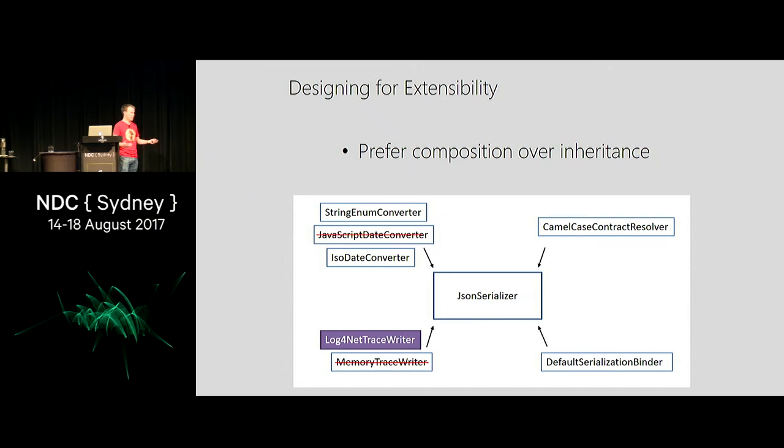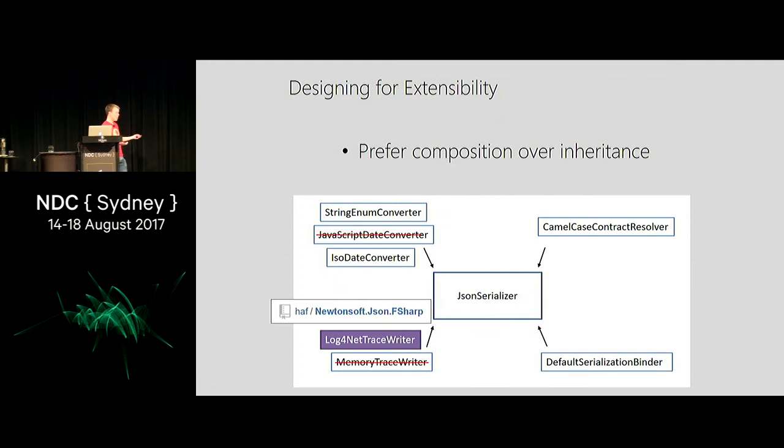And the great thing about composition is then other people can come along. They can implement their own trace writer. Maybe someone wants a log4net trace writer. They can write their own version. They can put that within a NuGet package, and you could consume it. And now, if JSON.NET is writing trace messages, it will get written to your logging framework.